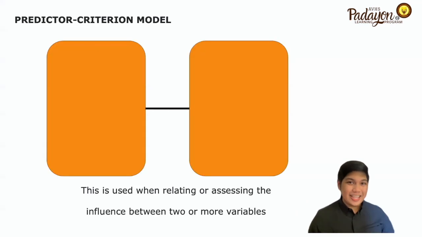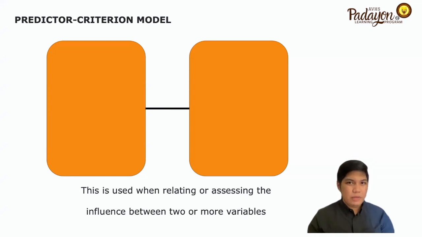All right. The next model that we will be talking about is the predictor criterion model. This is used when relating or assessing the influence between two or more variables. So earlier, we talked about the IVDV model. This time, predictor criterion is almost similar to the concept of IVDV. Predictor in this case is the IV, criterion is the outcome or the DV. However, there's a difference between the two, which we will later on discuss.